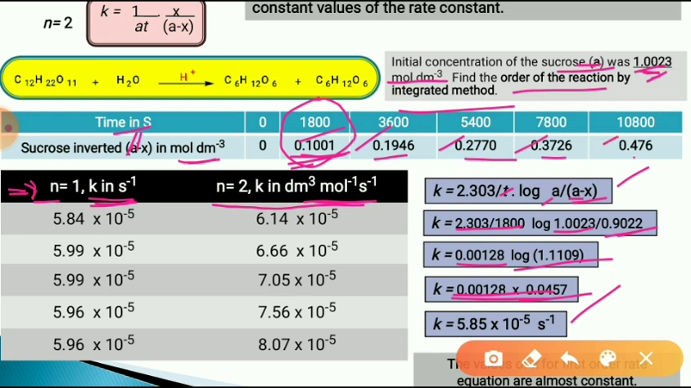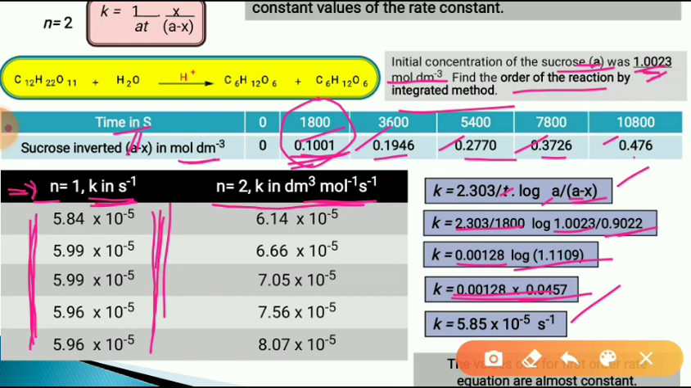So it is found that all the values for the first order reaction are constant. The k values are supposed to be constant. Here the first value is 5.84 or 5.85, then 5.99, 5.99, 5.96, 5.96, into 10 to the power minus 5 per second.